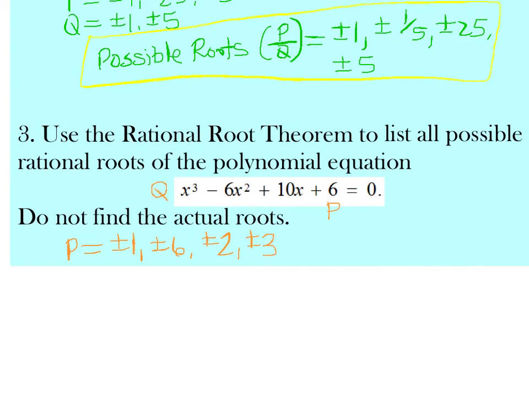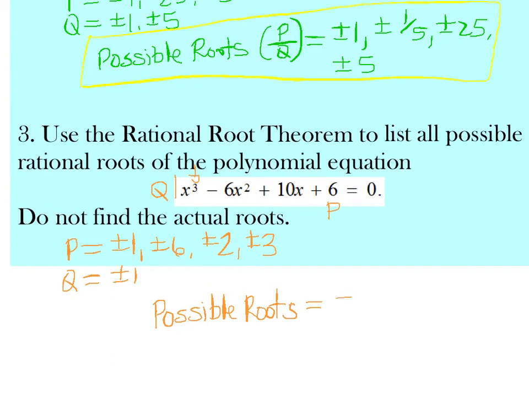Our q is the term in front of the highest degree. It's our lead coefficient. So our highest degree is 3, so our q is 1. Factors of 1 is just positive 1 and negative 1. So my possible roots here, again, I'm just going to take each of my p's and divide them by each of my q's. In this problem, I only have one q, or positive 1 and negative 1. So my possible roots is really just my p's here, because dividing by 1 keeps it the same.